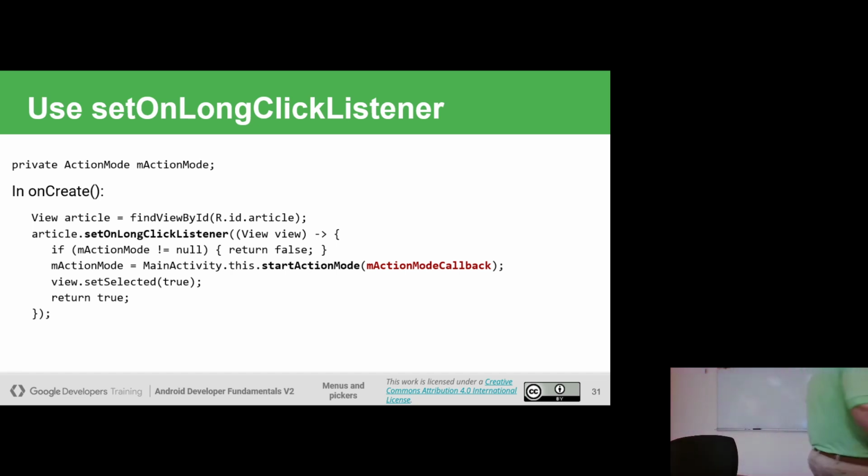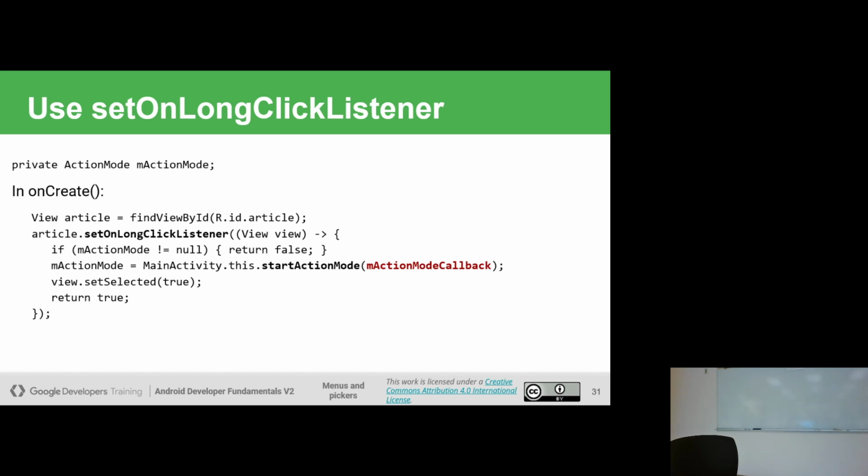So in the onCreate, well, first thing before we do that, we do need to declare a few instance variables. The first instance variable we're going to declare is a private ActionMode to store the current action mode. We also, we'll see this on the next slide, need to create another variable to store the callback. Make sense? So we're going to have two new instance variables, one to store the action mode, one to store the callback.